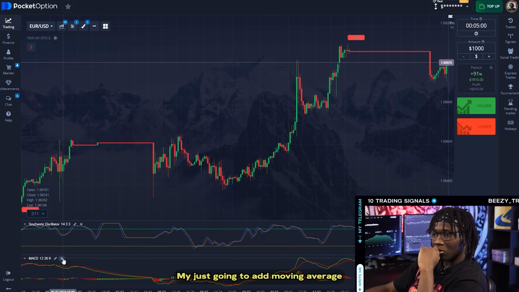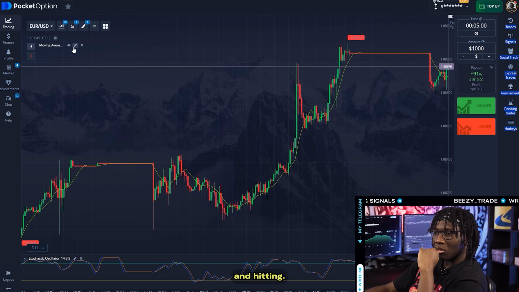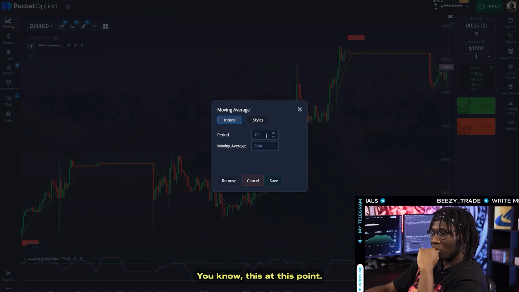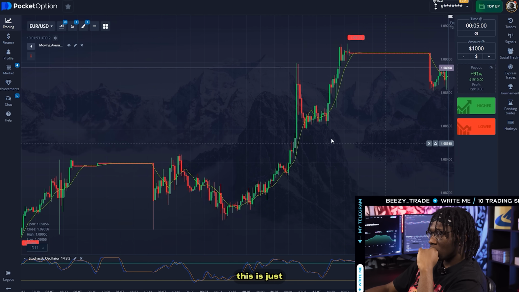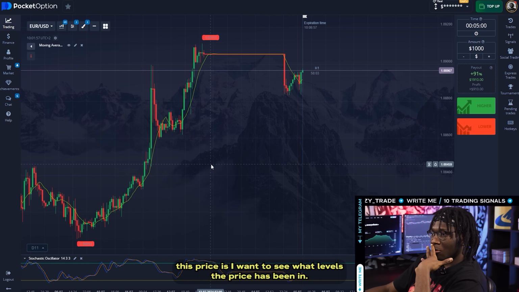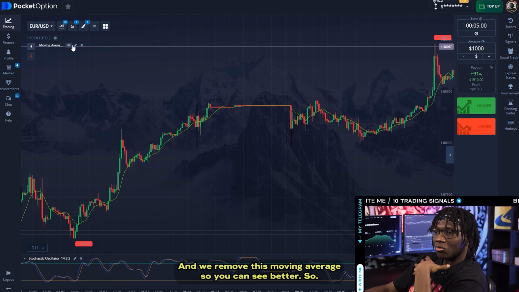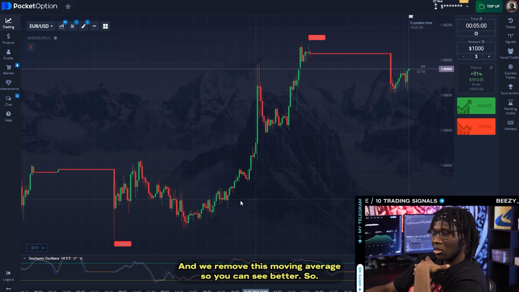I'm just going to add my moving average. You'll know this at this point. So I'm just going to save it. I'm just going to be using this too. Mostly what I'm going to be doing with this price is I want to see what levels the price has been in. And as you can see, we can see a couple of them. Let me remove this moving average so you can see better.